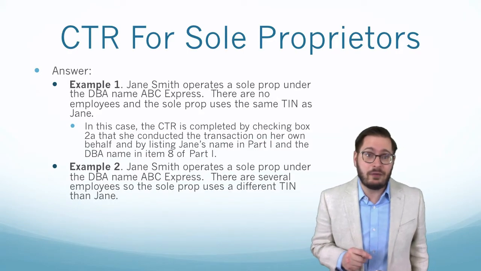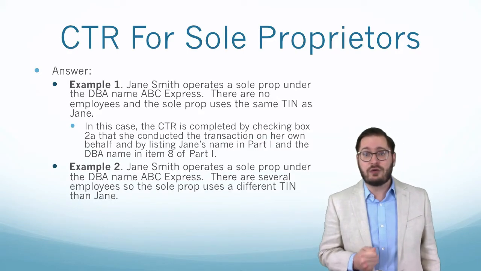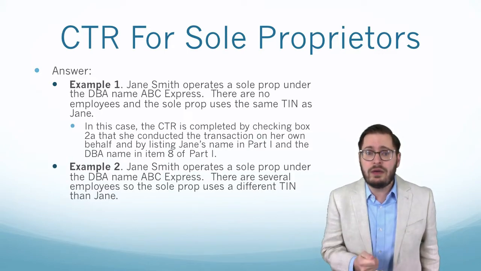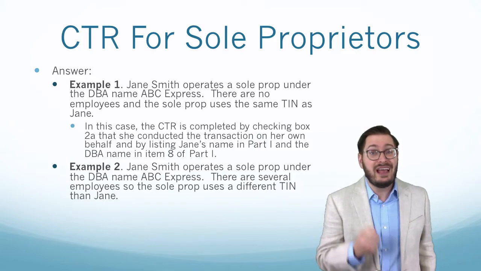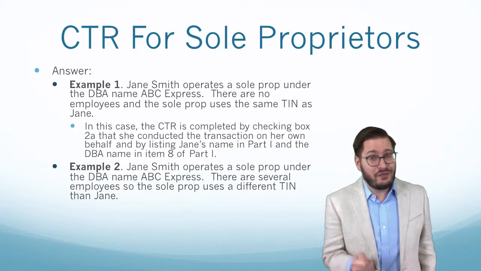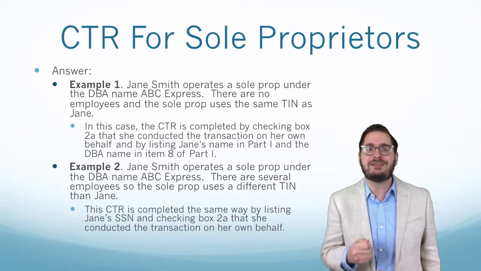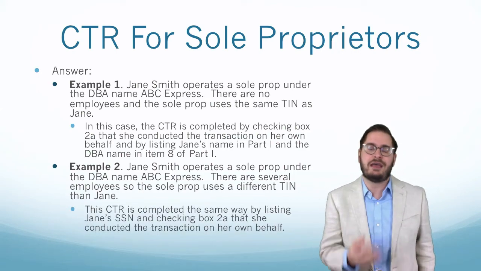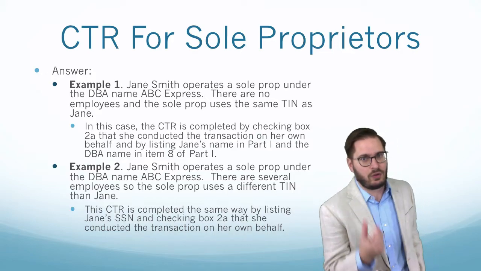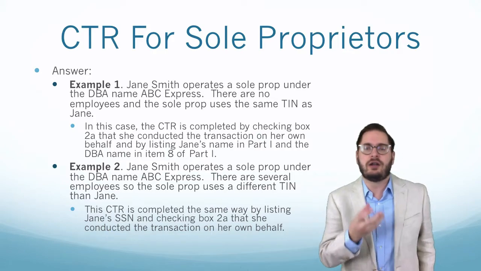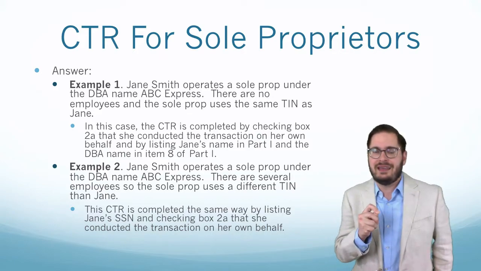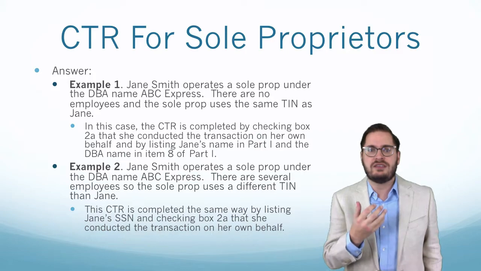Now, the second example is very similar. Jane Smith is operating her sole proprietorship under the same name, ABC Express, but there are several employees, so the sole proprietorship uses a different tax ID number than Jane. So what do we list? When there's a different tax ID number, how do we complete this? Basically, the CTR is completed the same way. You list Jane's information and Jane's social security number. You don't worry about the tax ID number of the sole prop, but you list it as Jane conducted it on her own behalf, list the information of Jane, and then under Item 8, you list the name of the DBA, which in this case, of course, is ABC Express.